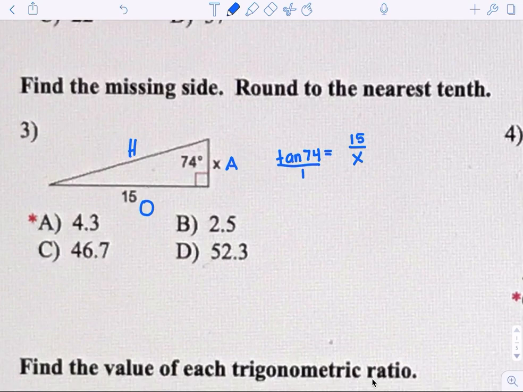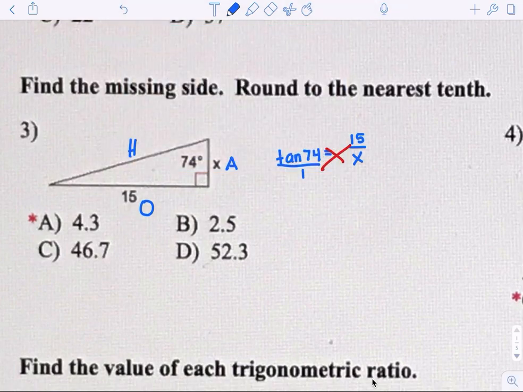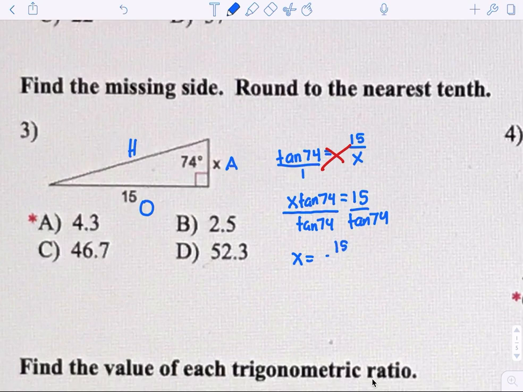So we gotta put this over 1, and now we have to cross multiply. So x times tan 74 is x tan 74. 15 times 1, 15. To isolate x, we have to divide both sides by tan 74. So your x value is going to be 15 divided by tan 74. So x is going to be roughly around, once you put that in your calculator, 4.3.